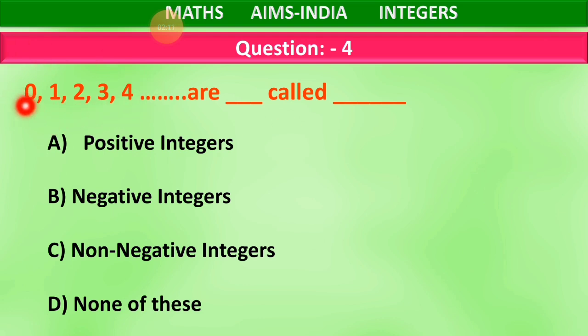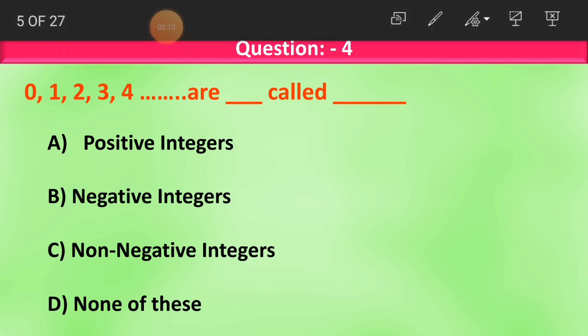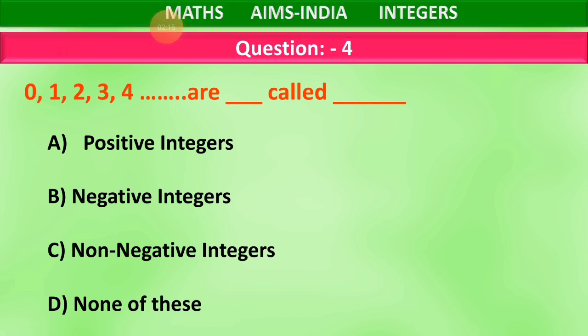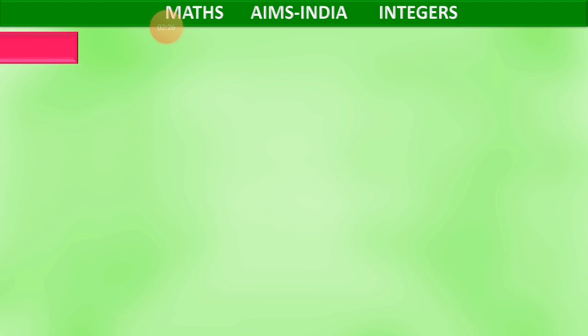Read this carefully. 0 is also included. 0, 1, 2, 3, 4. These are non-negative integers. If we do not have 0, then 1, 2, 3, 4 are called what? They are called positive integers.